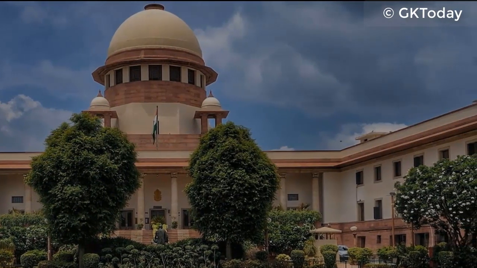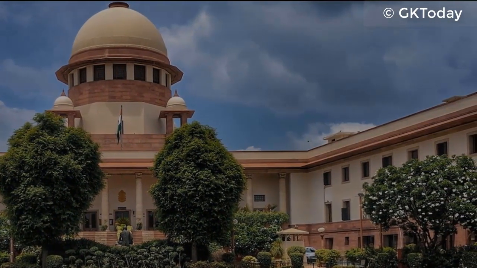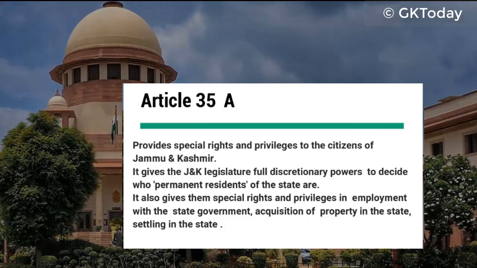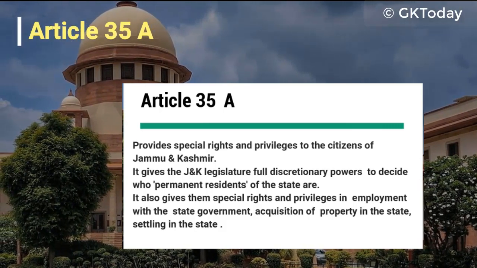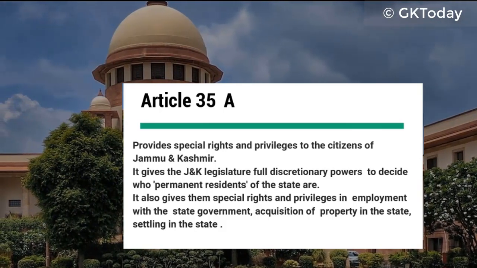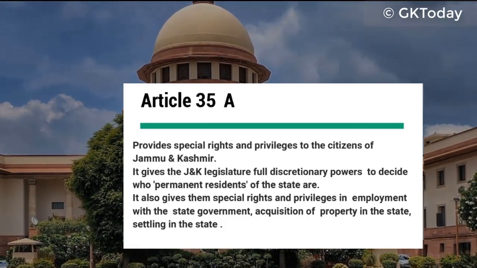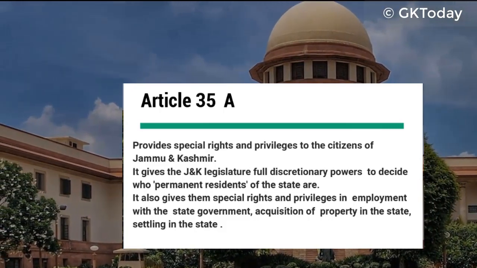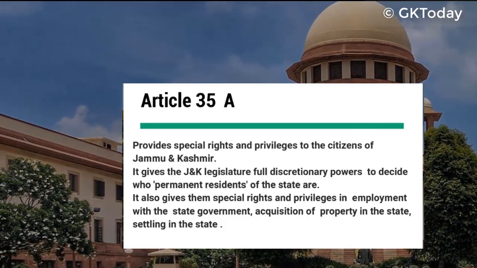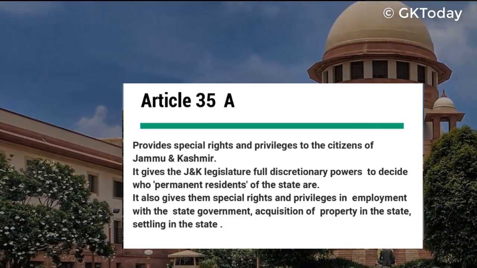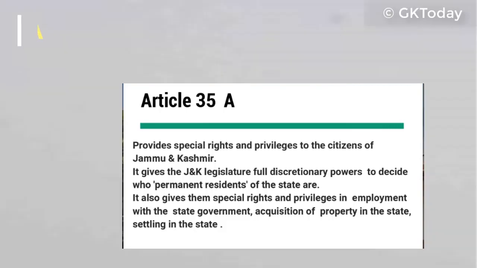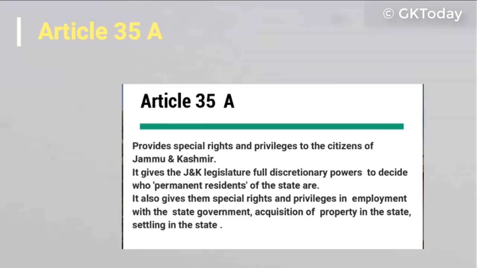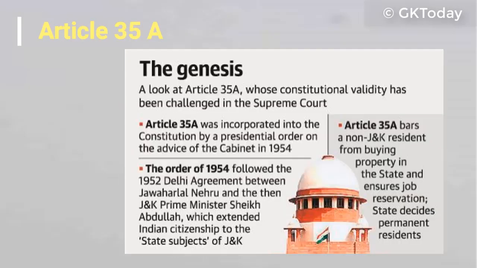Now what exactly is Article 35A? Article 35A was introduced through a presidential order in 1954 and Article 35A of the Constitution empowers the Jammu and Kashmir legislature to define permanent residents of Jammu and Kashmir. This provision allows the Jammu and Kashmir State Assembly to define who are permanent residents. It also gave powers to determine the recipients of state grants, the right to purchase land and property in Jammu and Kashmir, as well as the right to settle permanently in the region. That means it provided special rights to the residents of Jammu and Kashmir.